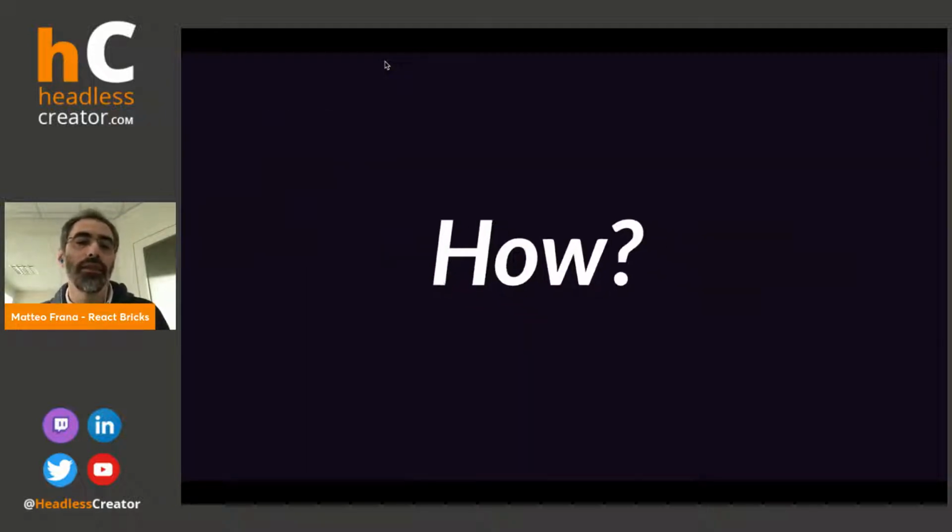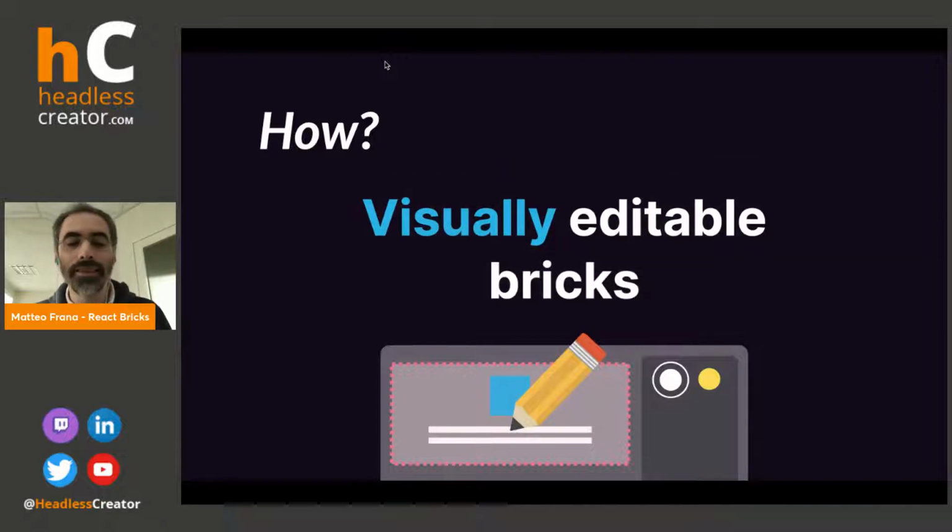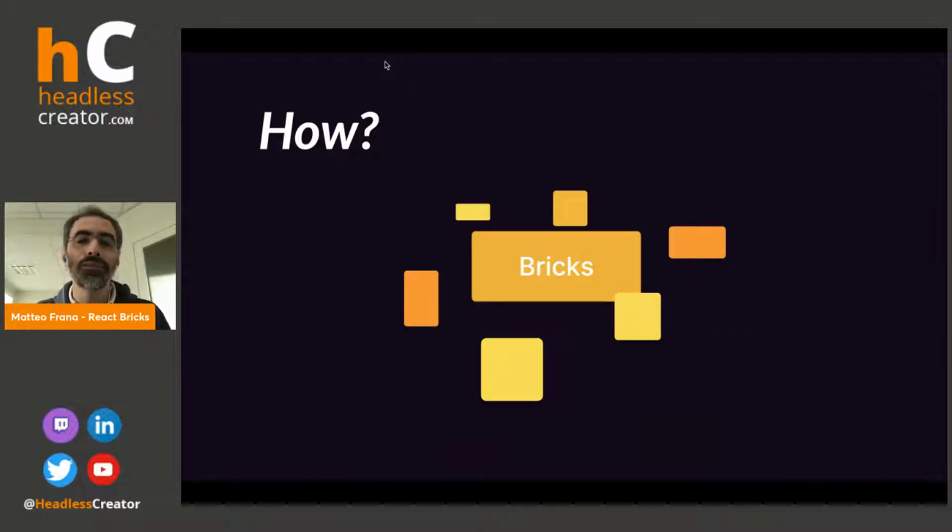How we created it? Well, the main concept is that of visually editable content blocks that we call bricks. And they are just React components where in the JSX you use React Bricks visual editing components like text, rich text, image. We'll see them in a moment. And for the properties that you cannot directly edit in a visual way, you provide a schema that maps your props to sidebar controls.